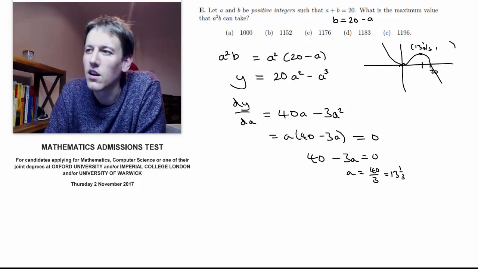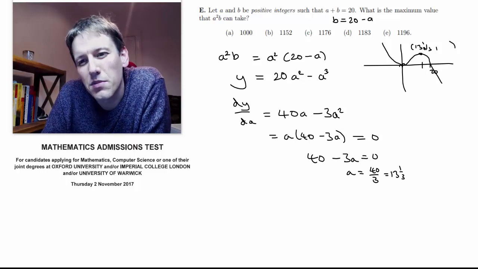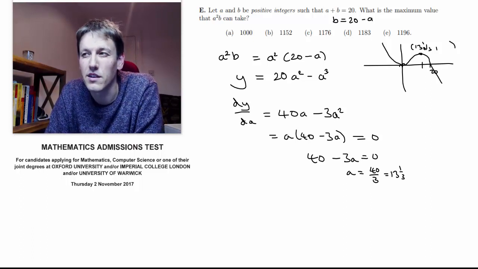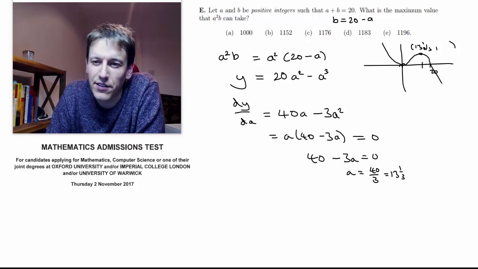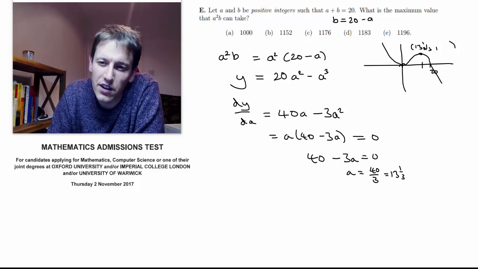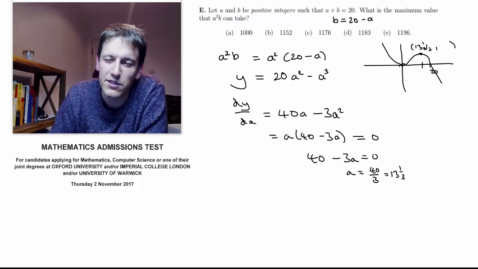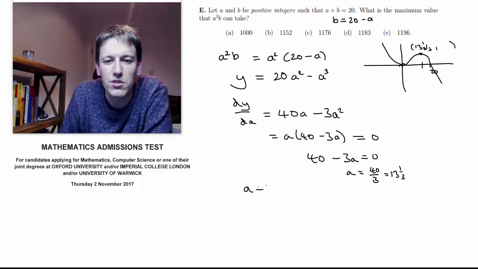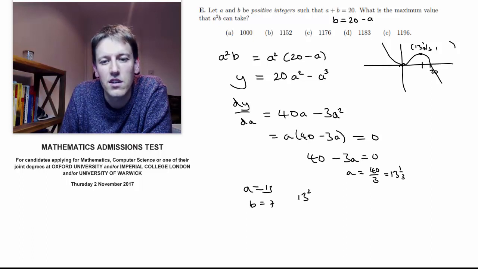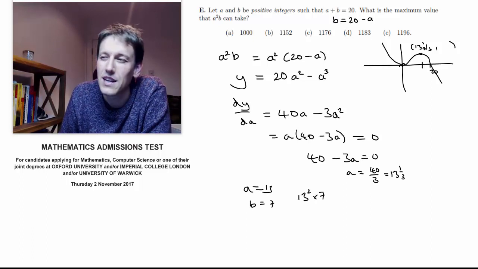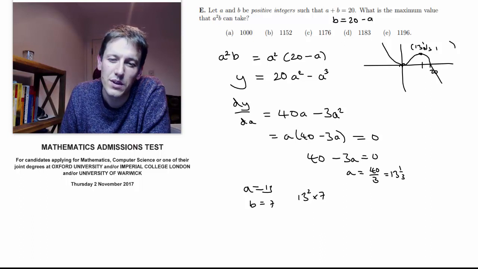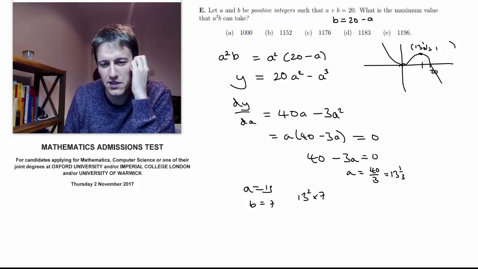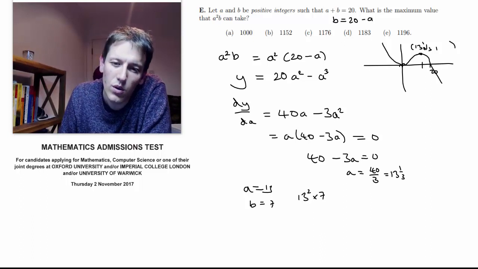Well, the largest integer value is going to be either just before or just after here. It's probably going to be at 13, but because we aren't thinking very carefully about the gradient on either side, we should possibly check which is larger out of 13 and 14. But if we take a equals 13 and b equals 7, that gives us 13 squared times 7, so we need to do a little bit of arithmetic now.